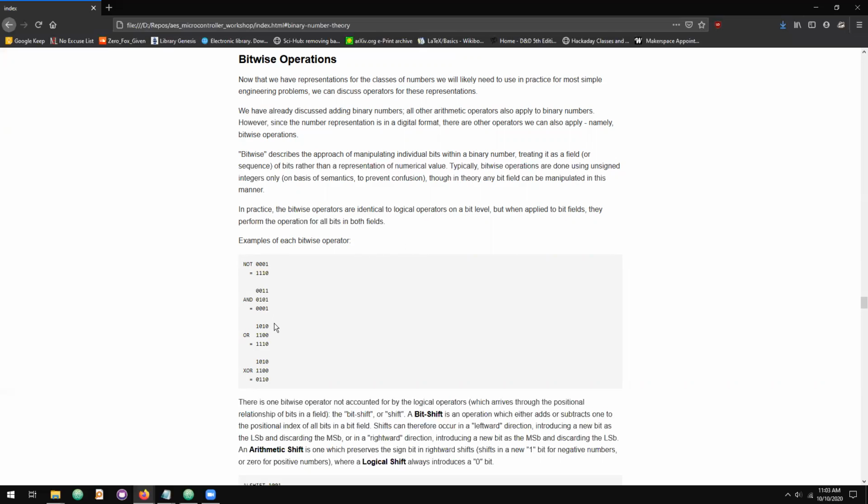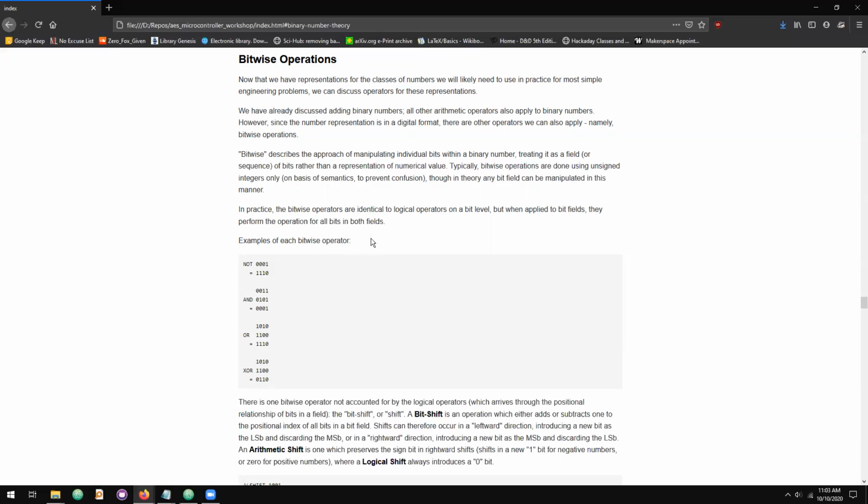So that's one way that you can manipulate individual bits within a bit field. And I've been talking about it like a bit field. Technically, you can do this with unsigned, signed, and floating point numbers. But it doesn't really make sense in the context of floating point numbers because we've already dedicated sections of that bit field to mean certain things.